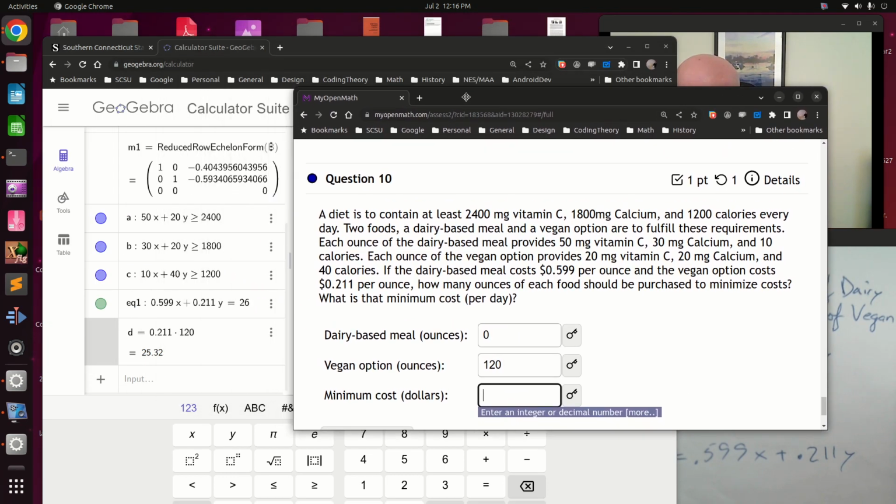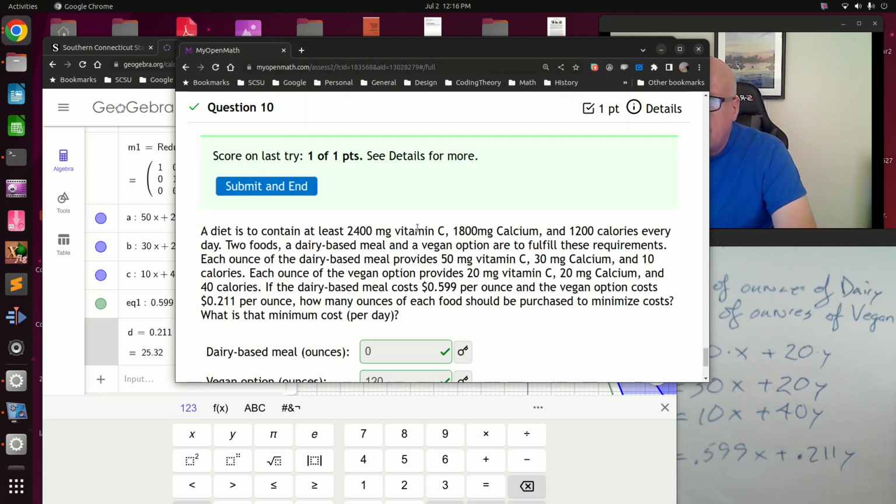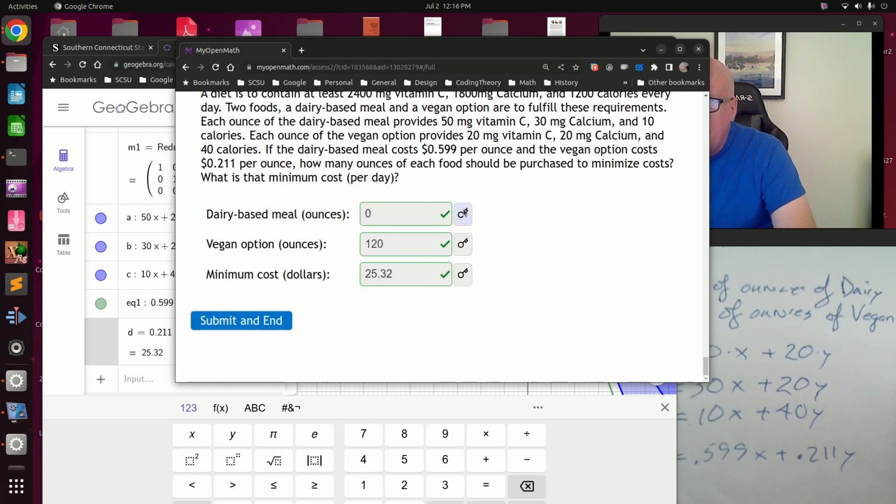And what did I just get for the value? $25.32. Let's see if we get all these. Yay, we got them all. 0, 120. Yeah, this is the advantage of being the teacher. You get to see the answers that are given.